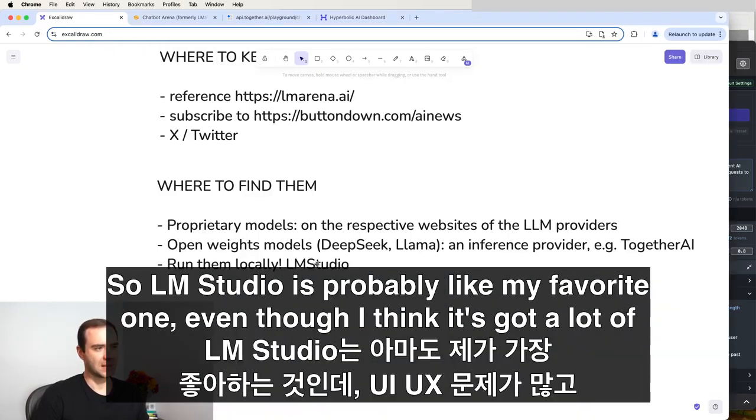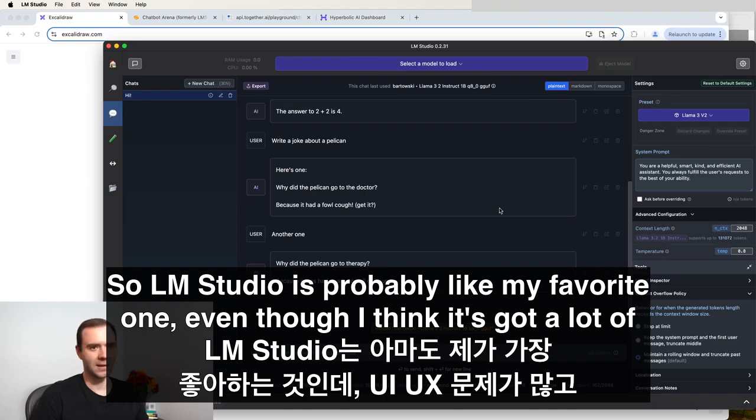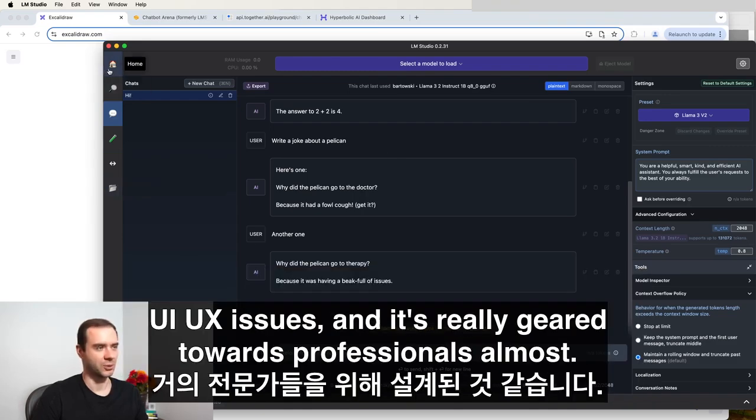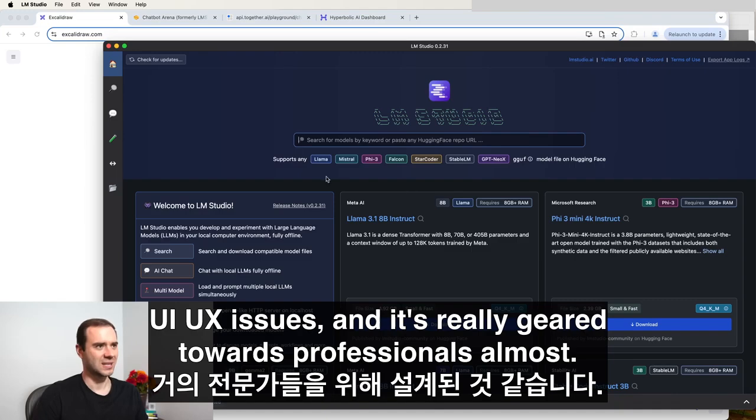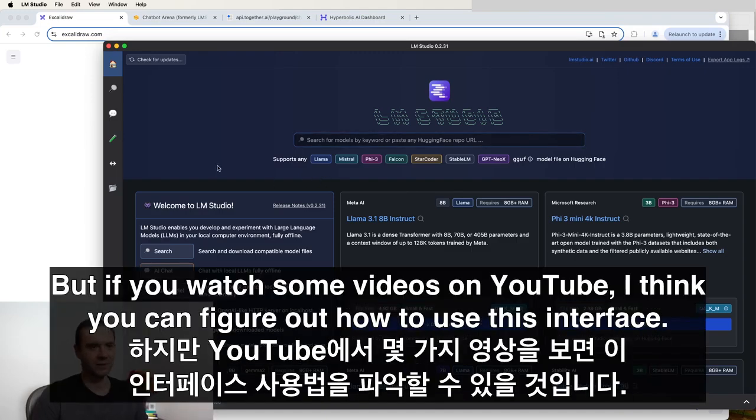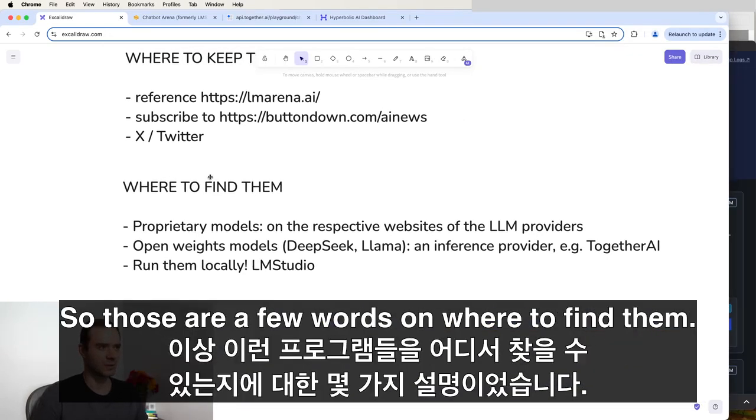So LM Studio is probably my favorite one, even though I think it's got a lot of UI/UX issues, and it's really geared towards professionals almost. But if you watch some videos on YouTube, I think you can figure out how to use this interface. So those are a few words on where to find them.